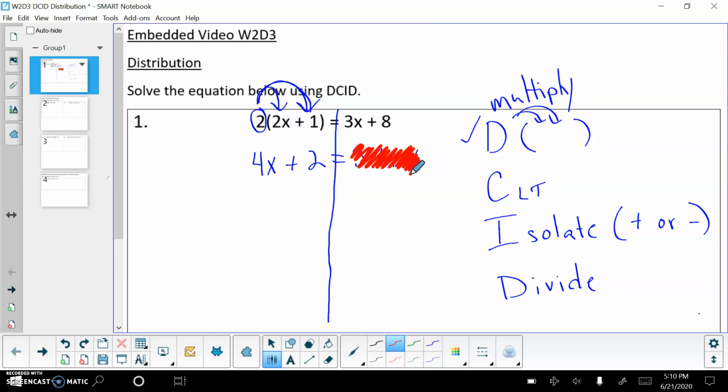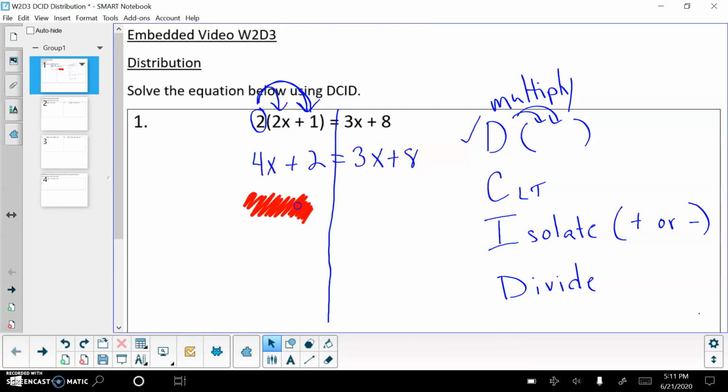And I'm looking to see if there's anything over on that side that's alike. Well, I've got 4x and I've got a 2, but in order for them to be alike, they either both have to have x's or both not have x's. So I don't have any like terms on this side, so I'm not going to combine anything. I'm going to move my scribble over to this side, and now I'm just going to look at my right side. And I've got sort of the same thing going on here.